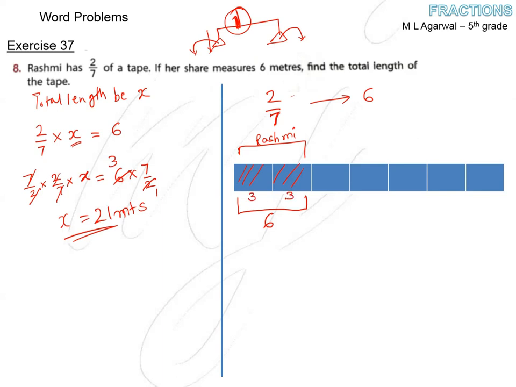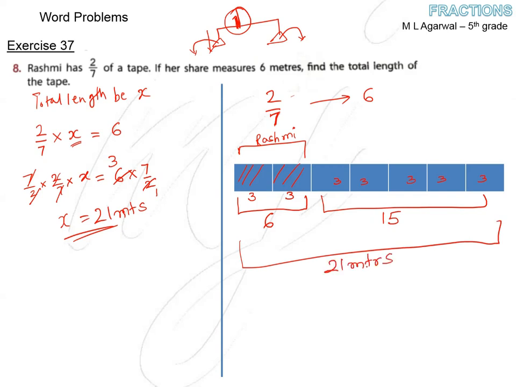So if this is 3, this is 3, what will be the other parts? 3, 3, 3, 3, 3. So how much is this remaining? 3 1s are 3, 3 2s are 6, 3 3s are 9, 3 4s are 12, 3 5s are 15. So this much part is 15. And what is the total length of the tape? Automatically 15 plus 6, 21 meters. That is your answer. Clear? How to go about this?